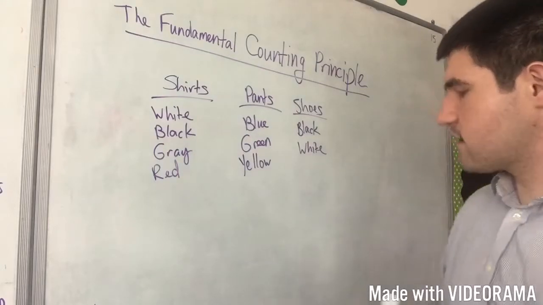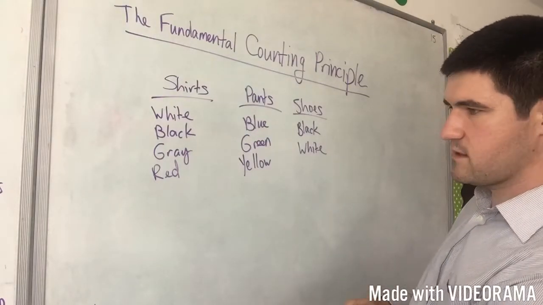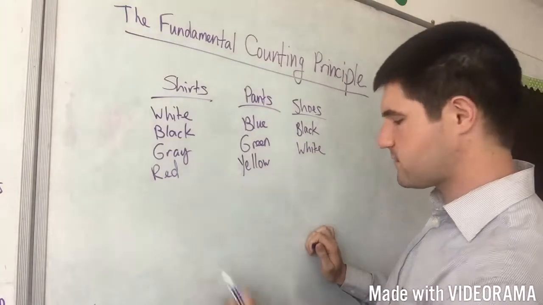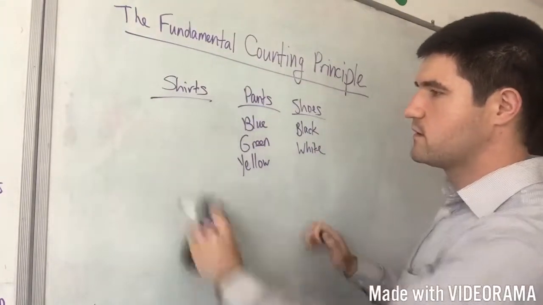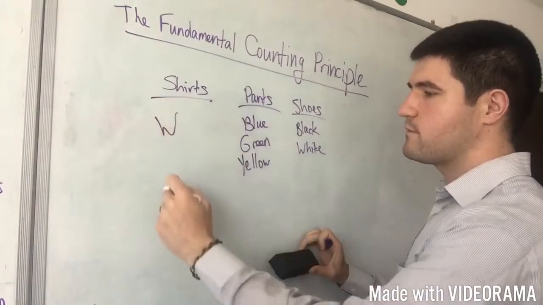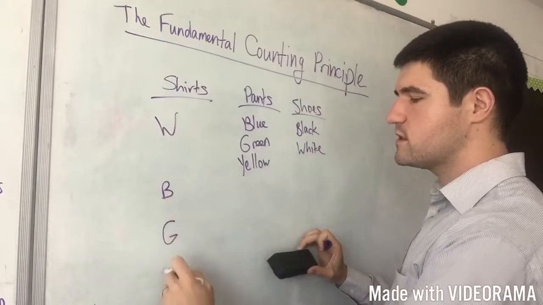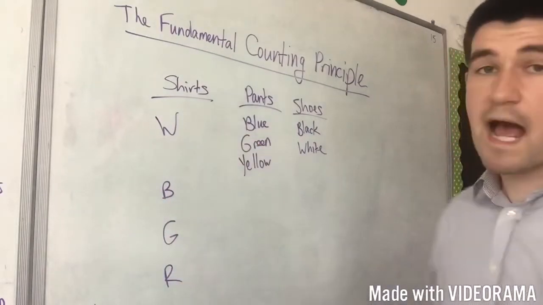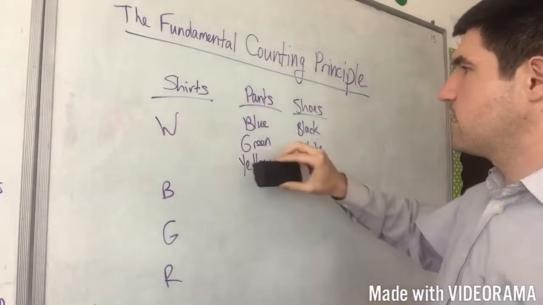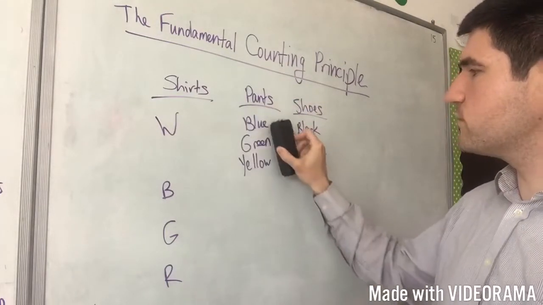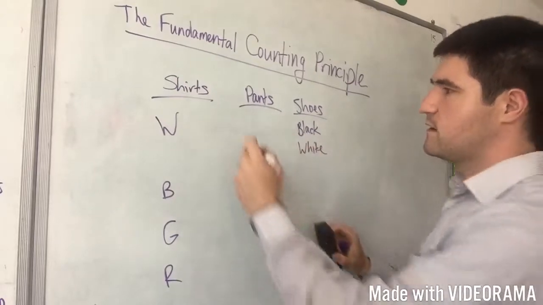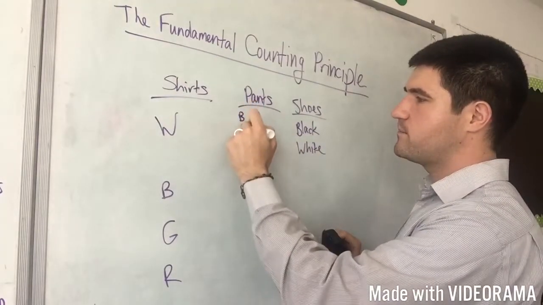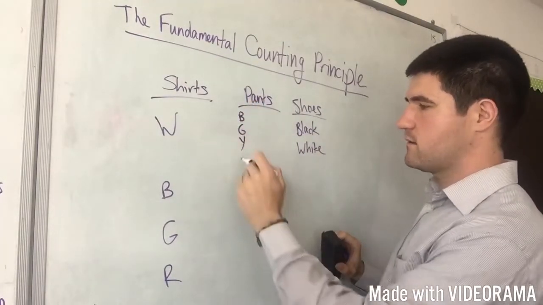Well, I could write it out like this. Let me write it this way. So I could write W or B, G, and R. So white, black, gray, and red are my options for shirts. And then for pants, I've got blue, green, and yellow. So I've got B, G, and Y.